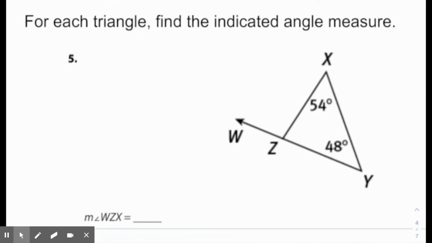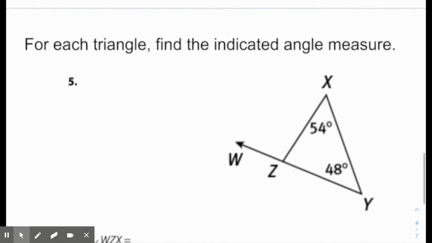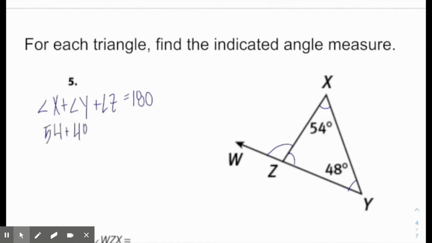Looking at this triangle, they want me to find angle WZX, that's our exterior angle, and I have both remote interior angles here. So I'm finding this angle that I marked here, and one thing I know about exterior angles is that angle X plus angle Y plus angle Z is 180. All three of the angles in the triangle add up to 180 degrees. So I'm going to plug in the values. I know X is 54, I know Y is 48, and I'm not sure what Z is.